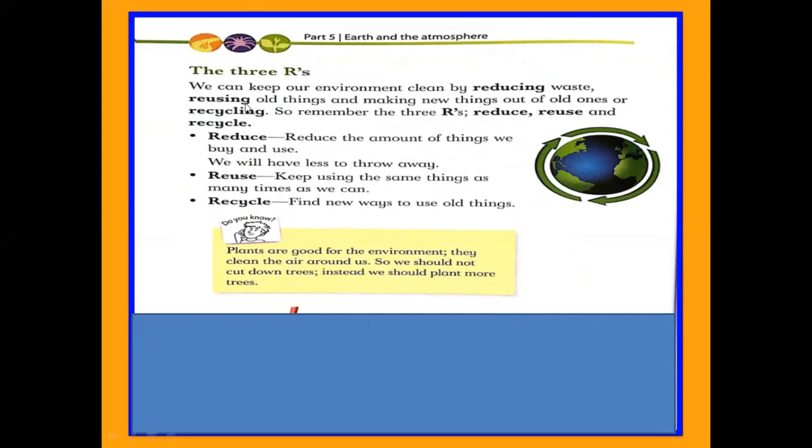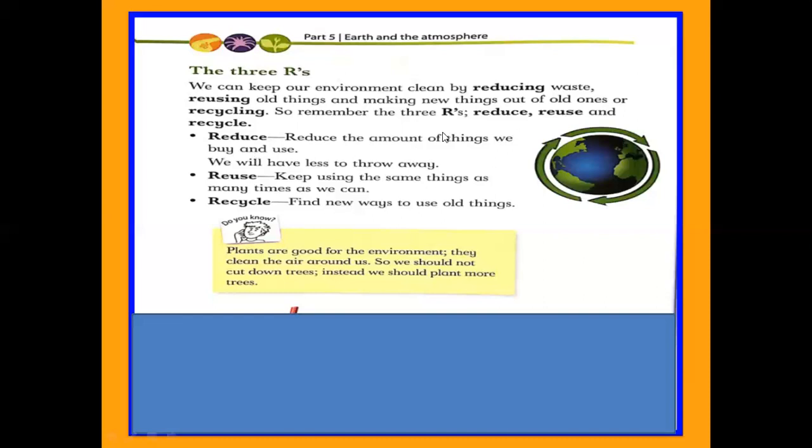The 3 R's mean three things we can do here. We can clean our environment by reducing, reusing, and recycling. Okay, so what is this? The 3 R's. We can keep our environment clean by reducing waste, reusing old things, and making new things out of old ones, or recycling. So remember the 3 R's: reduce, reuse, and recycle.